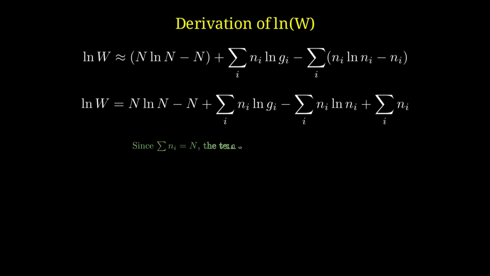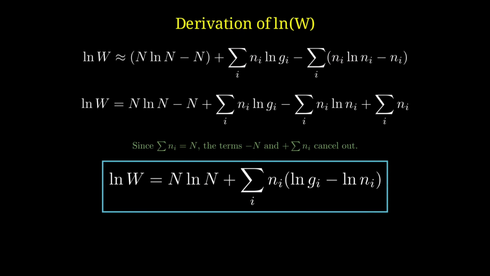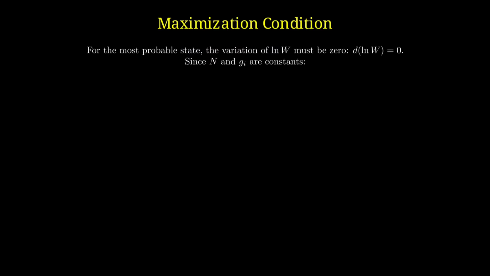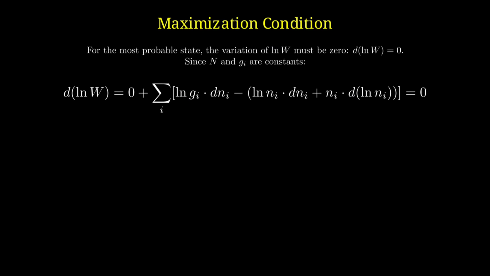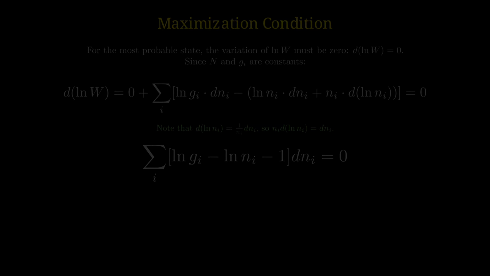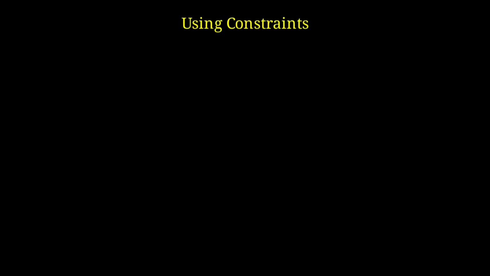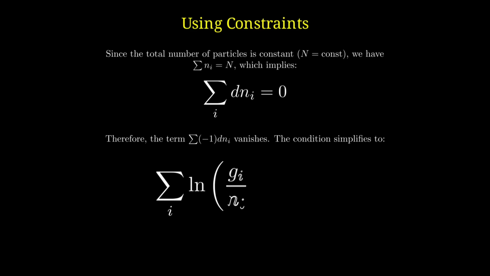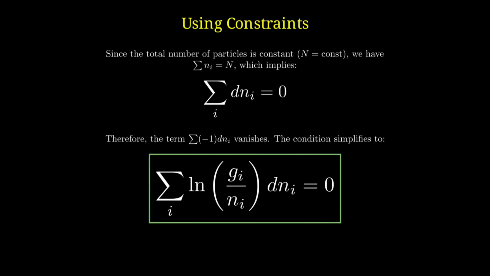For the most probable state, the variation of ln W must be 0. Since N and Gi are constants, we take the differential. Then we follow. This gives us the sum of (ln Gi minus ln Ni minus 1) times dNi equals 0. Carrying on the simplification, this gives us the maximization conditions we need to satisfy, which are the sum of all the particles, that's the sum of Ni equals N, which implies the sum of dNi must be equal to 0. And also this goes for the total energy.